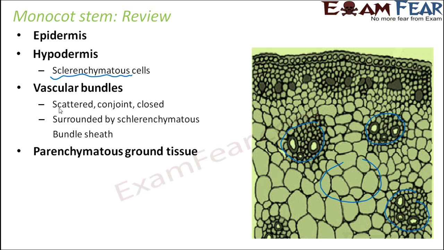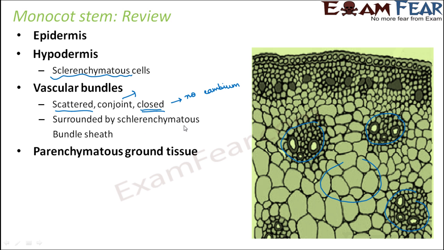Vascular bundles are scattered, conjoined and closed. What do we mean by closed? There is no cambium. So no meristematic tissue which can produce secondary xylem and phloem. It is just the xylem and the phloem. That is why it is closed. And why is it conjoined? Because it is not radial arrangement, right? You have xylem and phloem together in one vascular bundle. You do not have one xylem, one phloem, one xylem, one phloem. So that arrangement is not there.